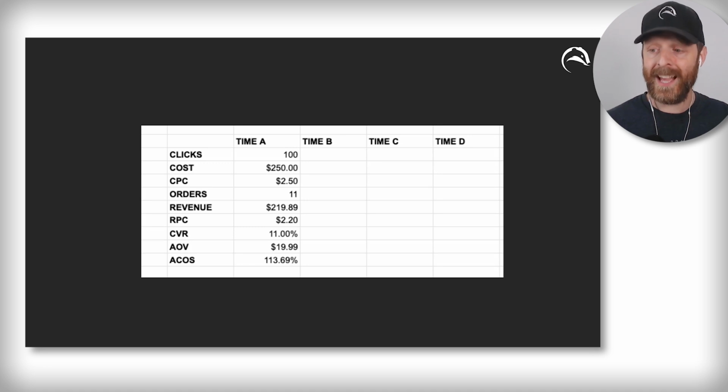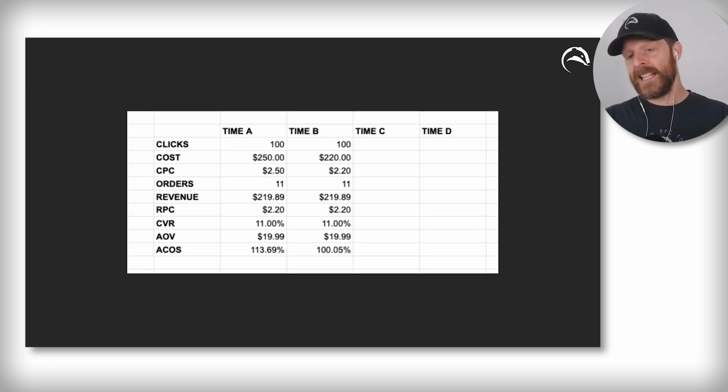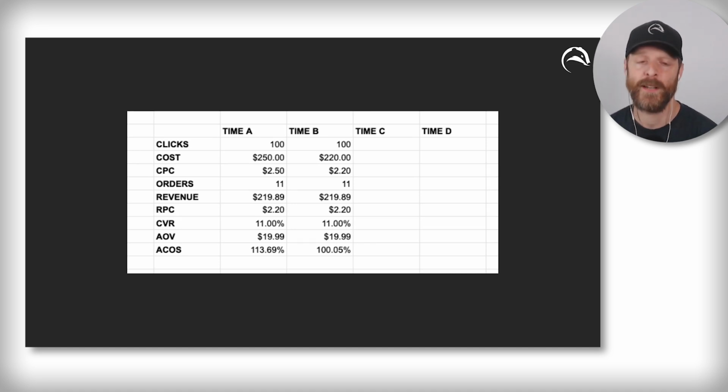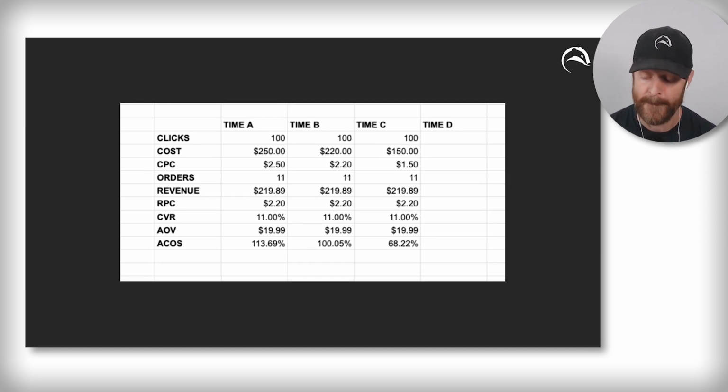So what does bid optimization basics tell us to do here? Well, it tells us to decrease the CPC. Let's reduce our bid. Let's say in time frame B, the next 100 clicks, we get a $2.20 average CPC. So for the next 100 clicks, we get the same clicks for the same keyword, for the same product. And this time we paid $2.20 per click. We did the same $2.20 revenue per click. If you spend the same amount as all the revenue you generate, that's 100% ACoS. So we improved from 113% ACoS to 100% ACoS by reducing the bid, right?